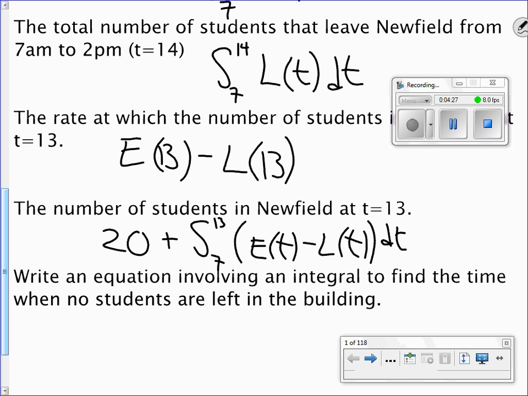Yeah, T equals 13. I didn't get that. All right, so number of kids at T equals 13 will be the number of kids there at time 7 plus the change in the number of kids.